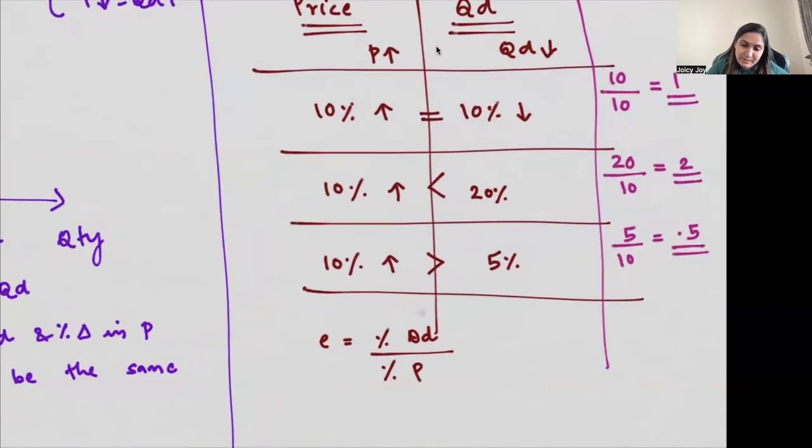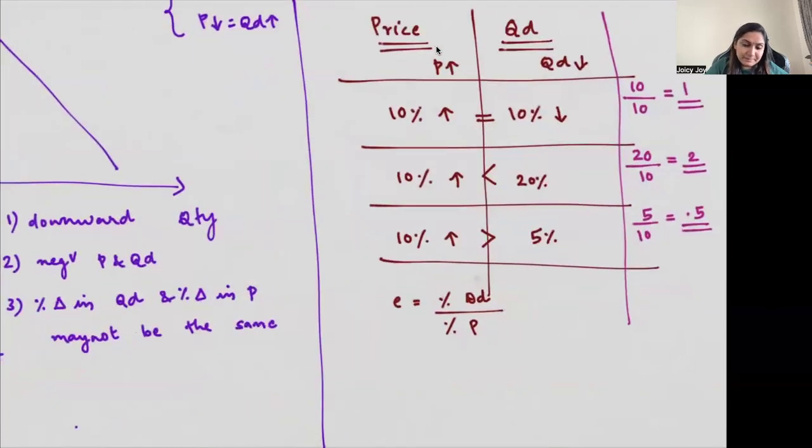Okay. So these are the three numbers we have got here. Now see, in the first case, both price and quantity demanded changed by the same percentage or by the same proportion. And we get elasticity as 1. So this type of elasticity is called unit elastic. So what is unit elastic? Unit elastic means the percentage change in price and the percentage change in quantity demanded would be the same. And by applying the formula of elasticity, we get a value of 1. Elasticity would be equal to 1.